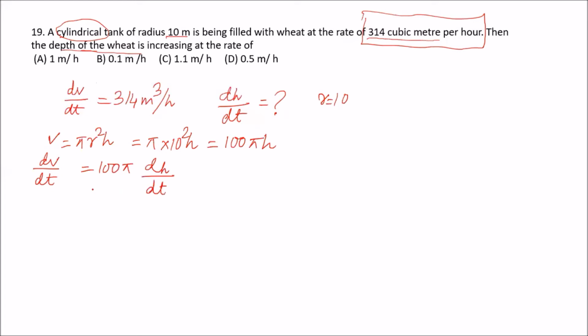So dV/dt, replace it, I will get dh/dt. So this will be how much? dV/dt is 314 by 100 pi. Pi is how much? I'll put 3.14. So this will be 314 by 314. It will be 1 meter per hour. So 1 meter per hour means A will be the answer.